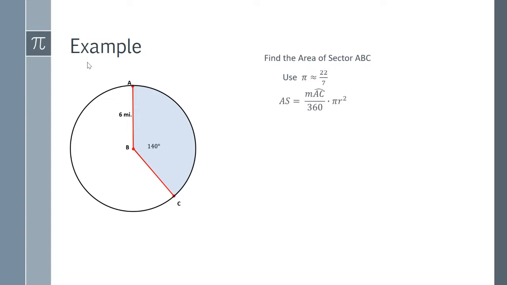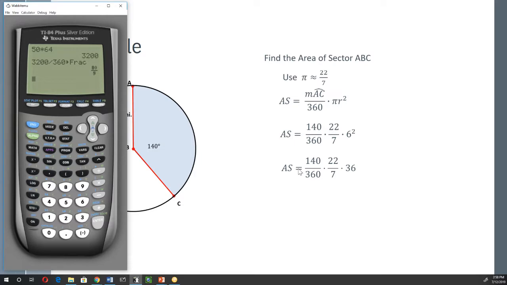So we're going to substitute into our formula. Measure of AC will be 140 degrees. R is 6, so we're going to substitute those values in along with our estimate for pi. So we're going to apply the exponent to 6 squared. That's going to give us 36. And now again, pull that graphing calculator back out. And we're going to multiply these things right here. 140 times 22 times 36.